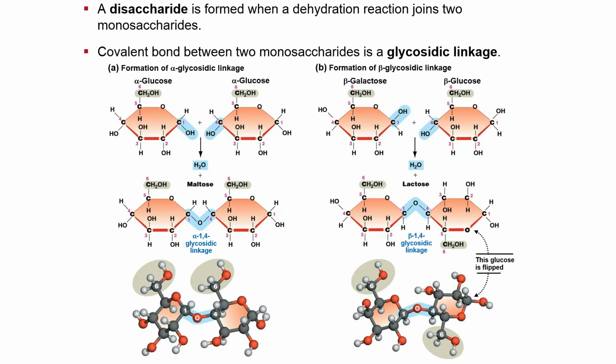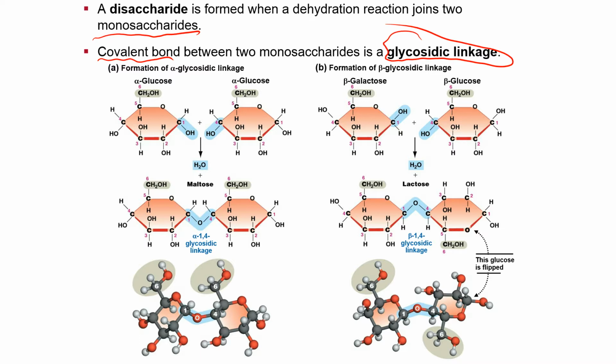All right, so disaccharides consist of two monosaccharides, two single sugars, that are joined together by a covalent bond. The name of this covalent bond is what we refer to as a glycosidic linkage. Now, you will want to commit this to memory: the covalent bond that links or joins two monosaccharides together is a glycosidic linkage.